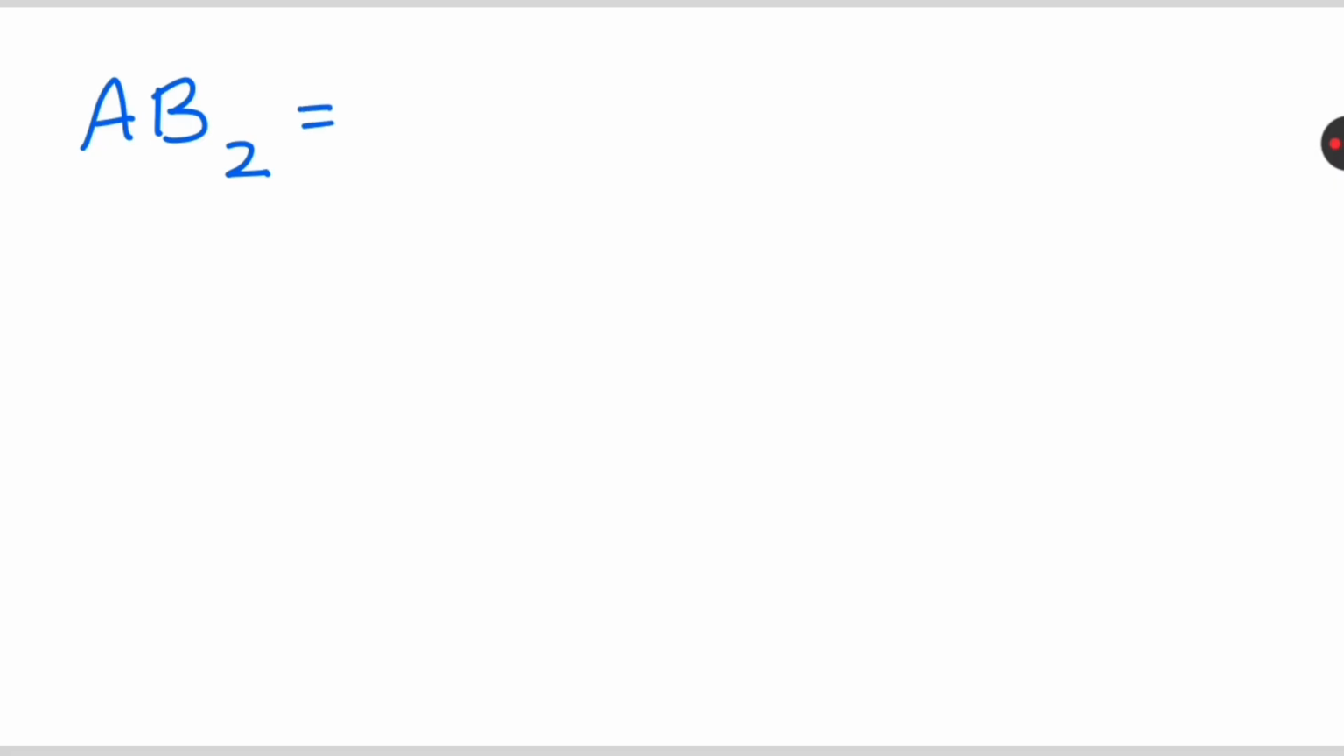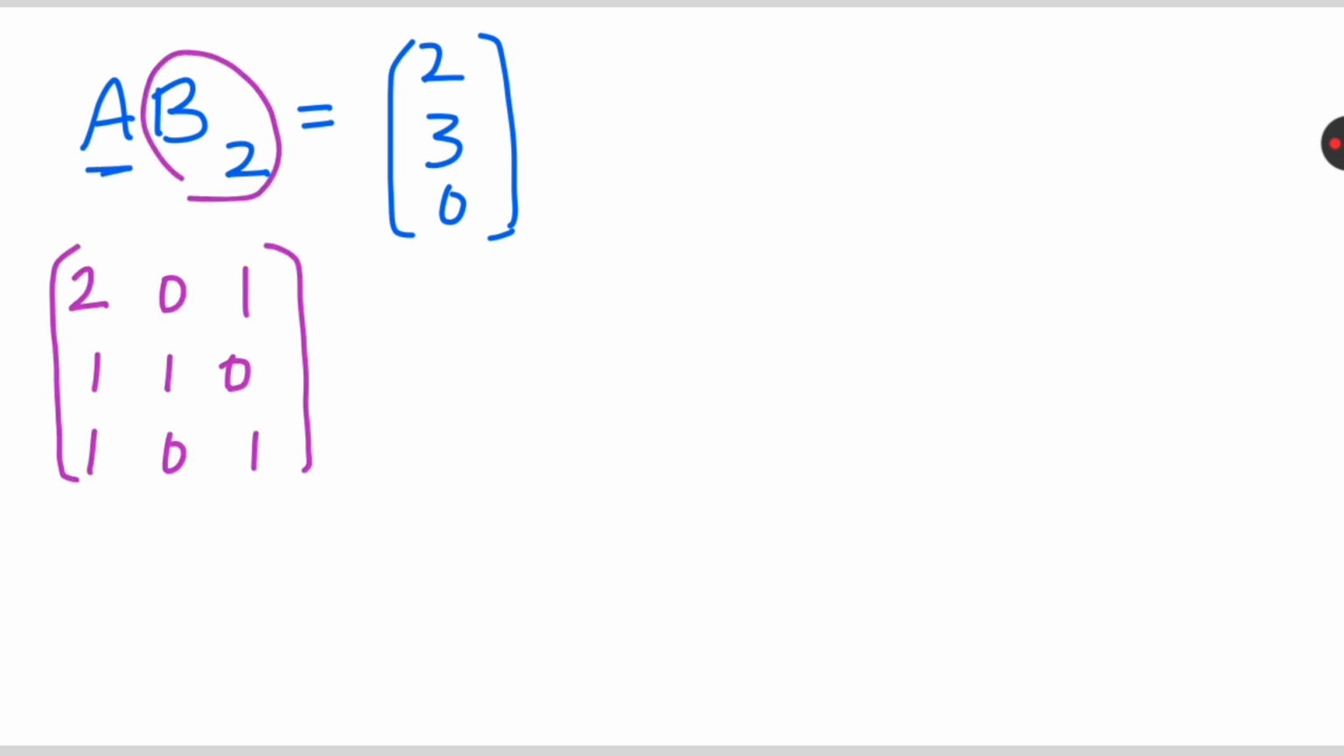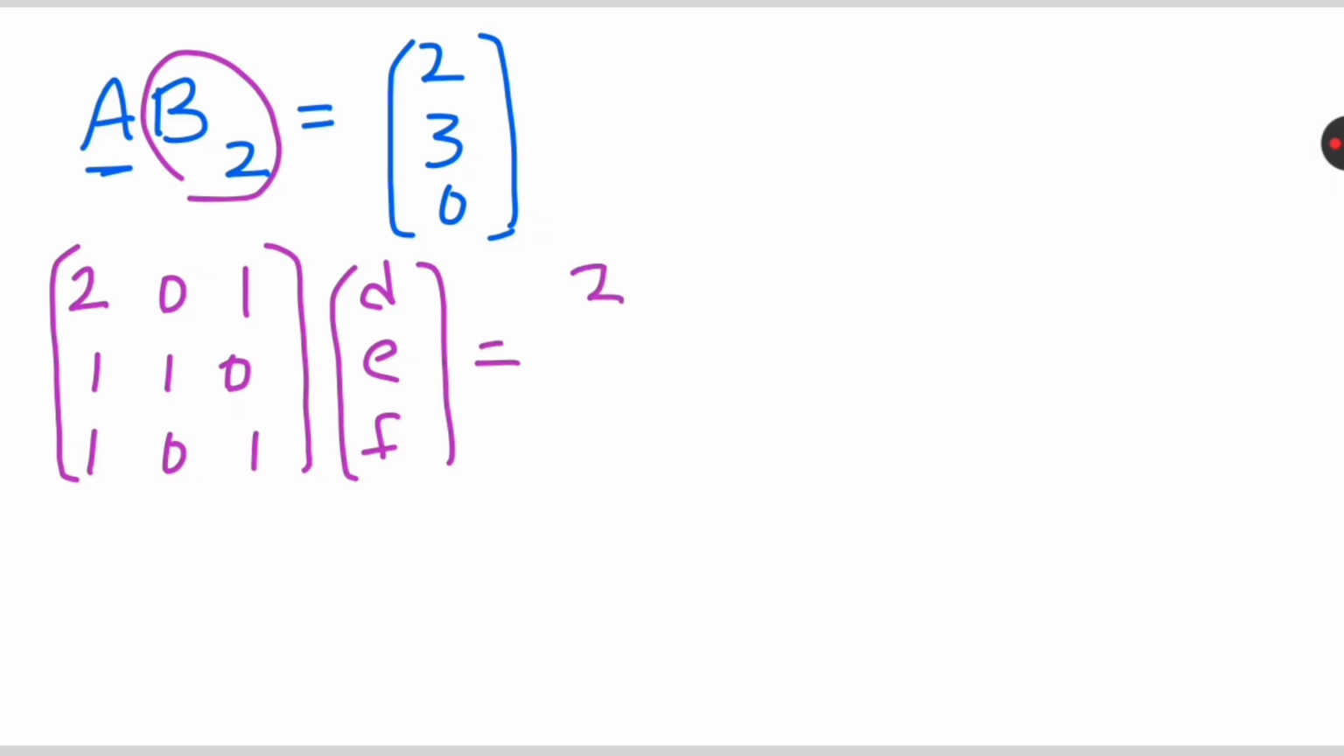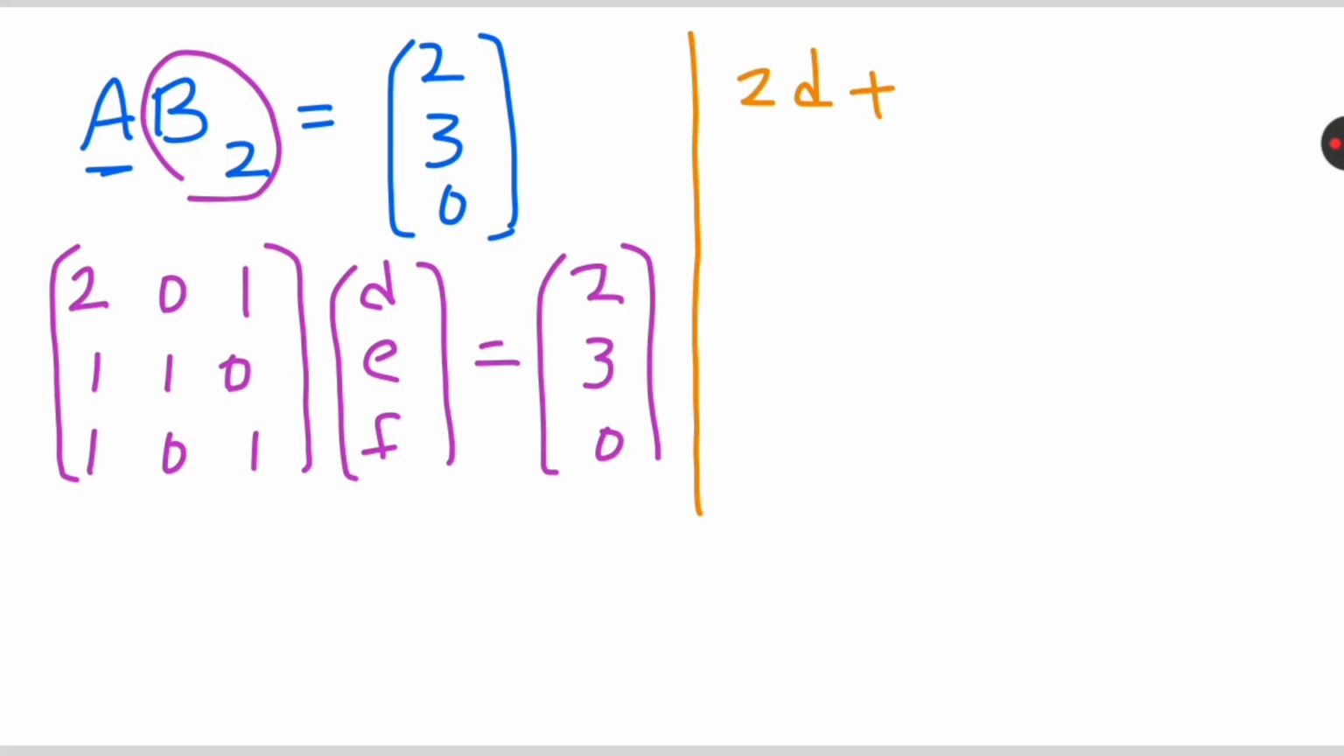We know that A times B2, the result is 2, 3, 0. So let's take the A matrix, and we consider the B2 matrix as D, E, F, that is equal to 2, 3, 0. So let's multiply. 2 times D, which is 2D, plus 0 times E, which is 0, plus 1 times F, which is F, that is equal to 2.